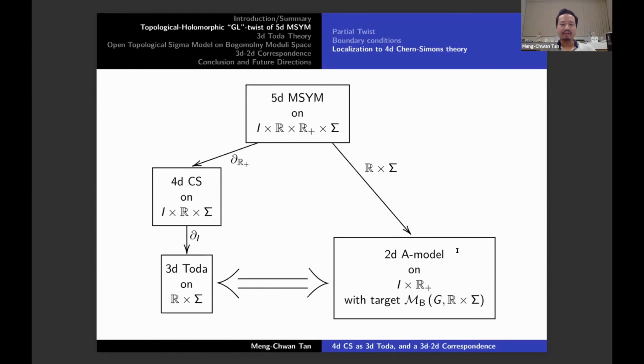We have started with 5D maximally supersymmetric Yang-Mills on this manifold here. We have done a topological holomorphic twist, in the sense that these three directions are topological, these two directions are holomorphic, and recast this Lagrangian in terms of a scalar supercharge, whereby we want to know the supersymmetric configurations with respect to this scalar supercharge.